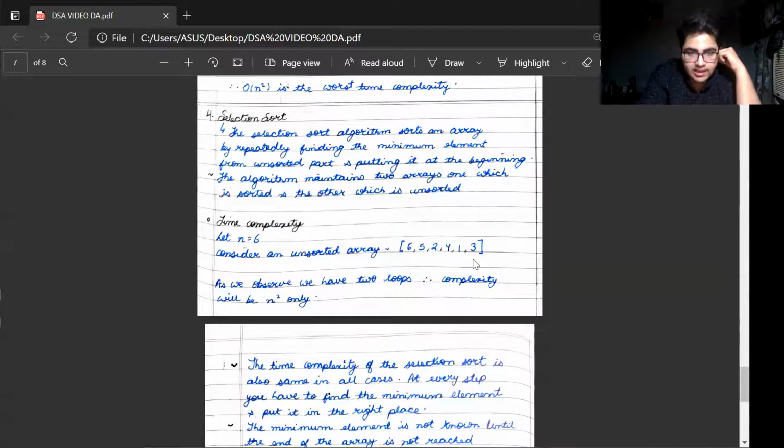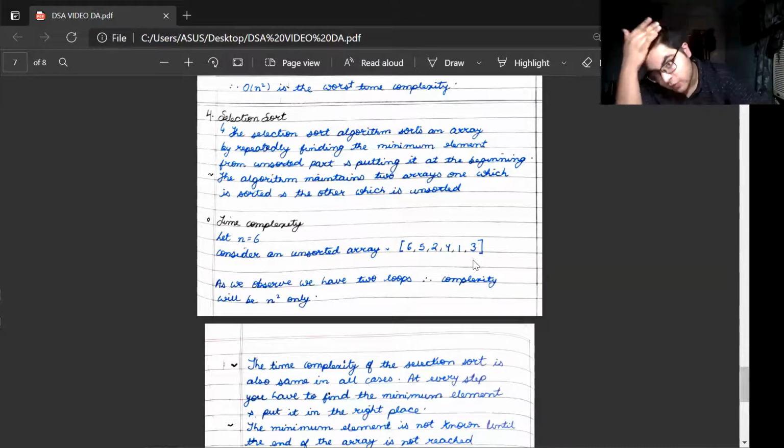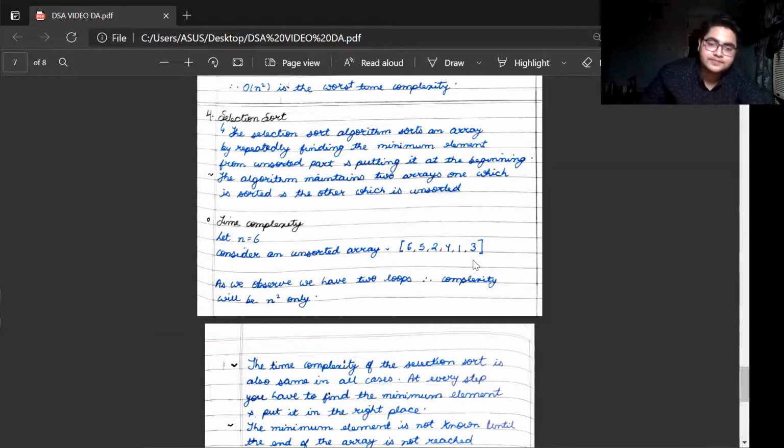Again, let's take an example to understand this concept. Let n be equal to 6, that is, the array has 6 elements, and the example is 6, 5, 2, 4, 1, 3. This is a normal unsorted array. We observe that here we have two loops, so it's quite obvious that the complexity will be n squared. But we have to derive how the n squared time complexity comes.